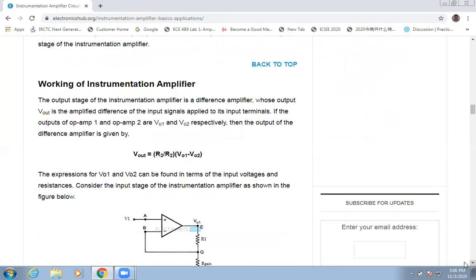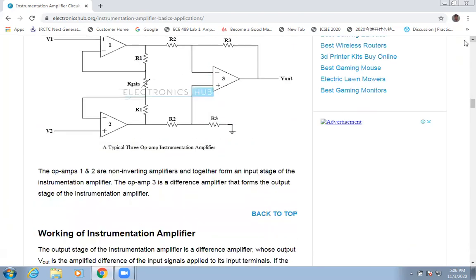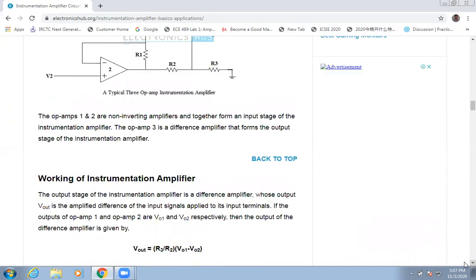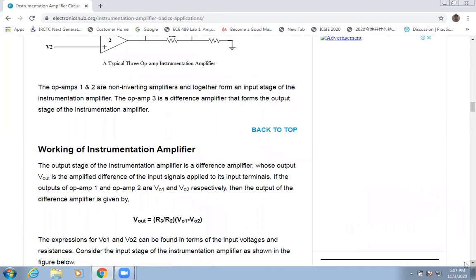The output is obtained at the output terminal of op-amp 3. Now, working of instrumentation amplifier.